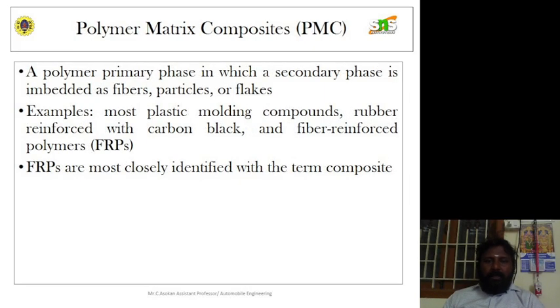Polymer matrix composite. Next we are going to discuss polymer matrix composite materials. These are composites with a polymer primary phase in which a secondary phase is imparted as fibers, particles or flakes. For example, most plastic molding compounds are rubber reinforced with carbon black, and fiber reinforced polymers. Fiber reinforced polymers are most closely identified with the term composite.